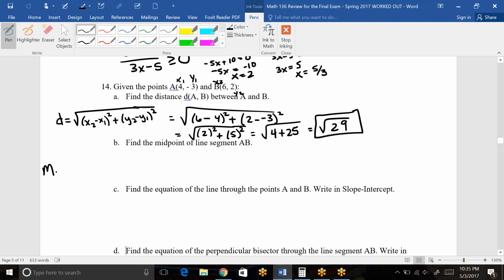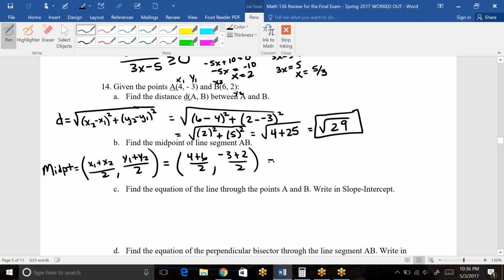To find the midpoint, we use a different formula. You add the x's together, you cut them in half. You add the y's together, you cut them in half. So this would be (4 plus 6) divided by 2, comma, (negative 3 plus 2) divided by 2. So that's 10 over 2, which would just be 5, and this would be negative 1 over 2. So that's my midpoint.